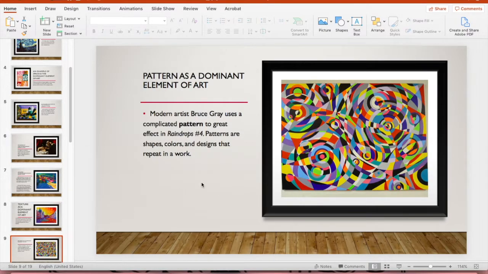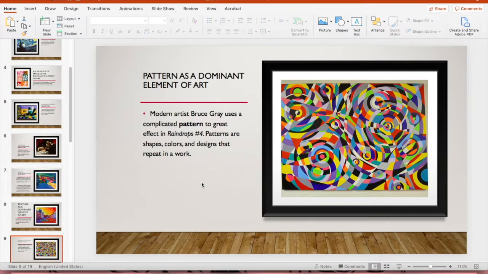Pattern as a dominant element of art. Modern artist Bruce Gray uses a complicated pattern to great effect in Raindrops No. 4. Patterns are shapes, colors, and designs that repeat in a work. So if you choose pattern, it's easy to want to just say Bruce Gray uses pattern, because you guys have heard that phrase enough that you take it for granted that everyone knows what you're talking about. And they probably do, okay?